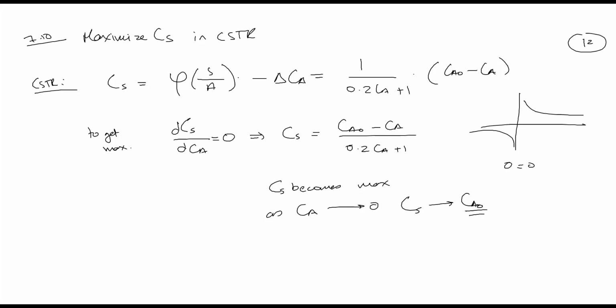Okay, so now let's move on to 7.11, right? It's page 13. So for 7.11, you're being told to do the same thing. Find the operating condition which maximizes CR in a mixed flow reactor. Okay, so CR in a mixed flow reactor. So again, 7.11, sorry. I want to maximize CR in a CSTR.